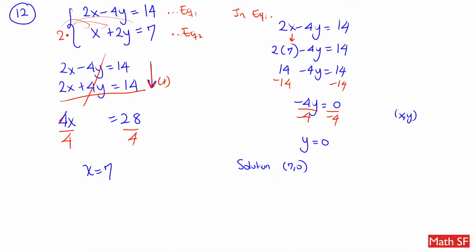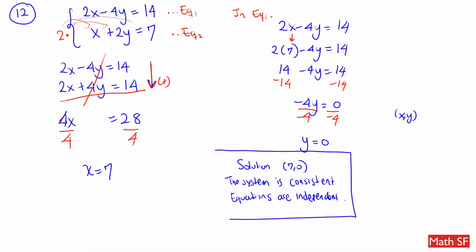I also need to declare if my system is consistent or inconsistent. The system is actually consistent. Why is it consistent? Because there is at least one solution. Now, are my equations dependent or independent? The equations are independent because they do not depend on each other. They are two different ones, independent. So this should be your answer for that particular problem 12.